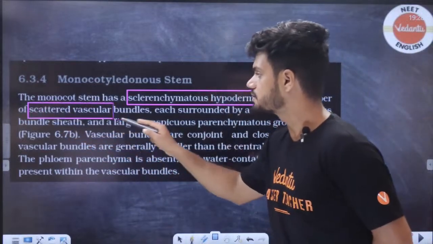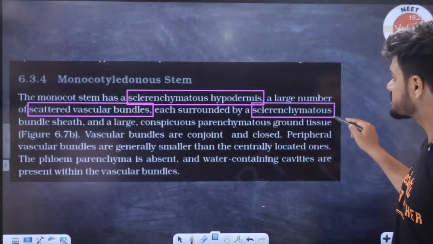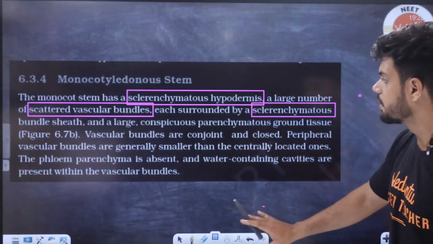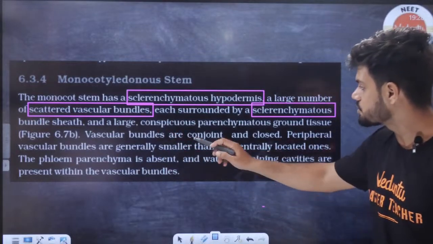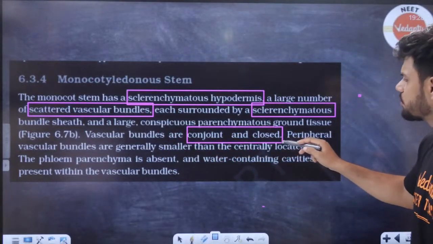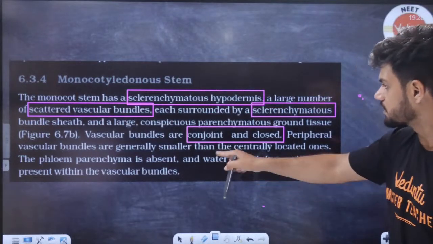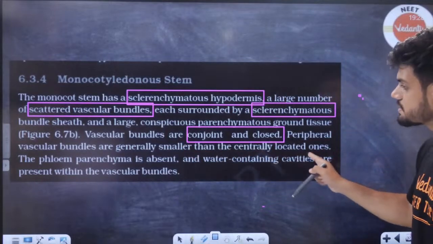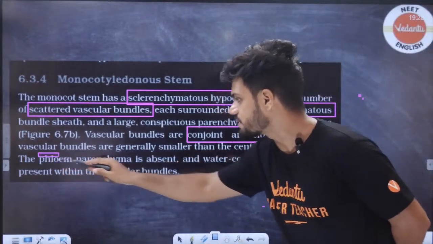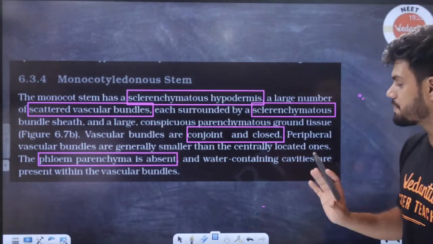Scattered vascular bundles surrounded by a sclerenchymatous bundle sheath. Yes. Large conspicuous parenchymatous ground tissue. Vascular bundles are conjoint and closed, even collateral also. Okay. Vascular bundles at the periphery are generally smaller than the centrally located ones. The phloem parenchyma is absent. The most important point: phloem parenchyma is generally absent here.